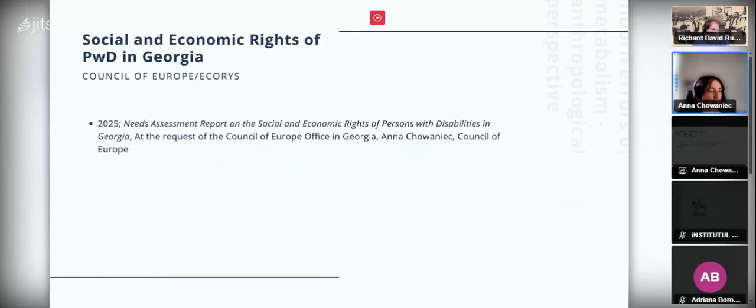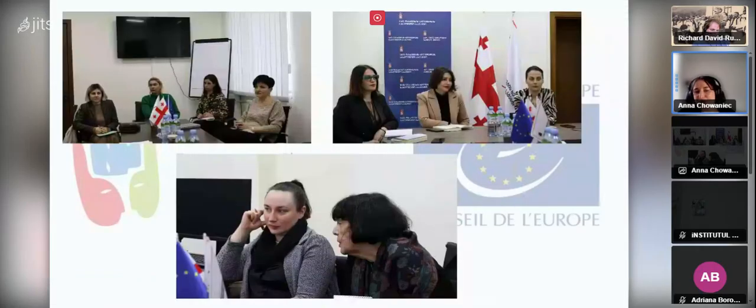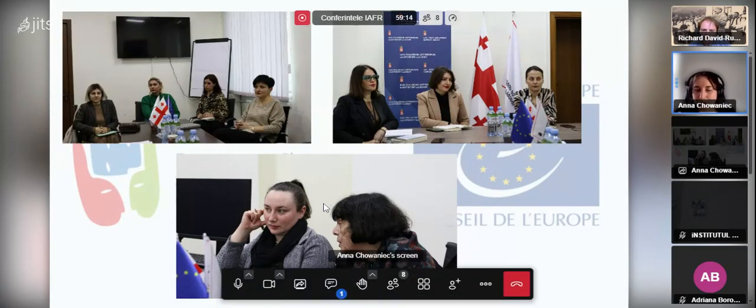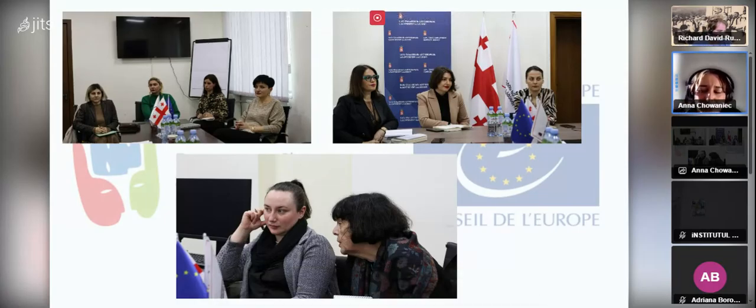That report was created after this study was completed, and for the interlude, these are some pictures of the stakeholder consultations that we've had. As you can see, I'm at the very bottom one, and I felt a little bit like a true 19th century anthropologist because I had interpreters with me because unfortunately I do not understand Georgian.